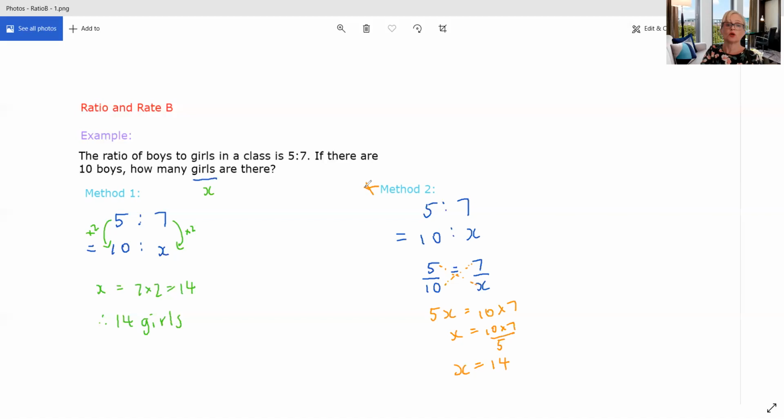This method will work more, I guess, reliably, you could say. This was easy to do because it just so happened that 10 is only twice 5, so that's easy to work out the maths there. If you have something where you're not going to end up with a whole number answer, then this method is probably the way to go.